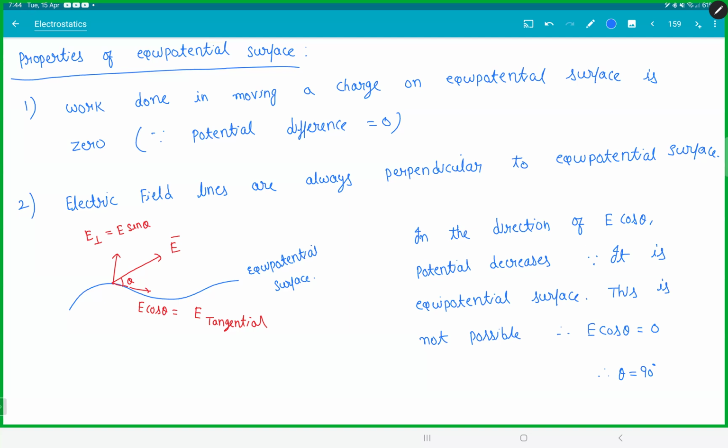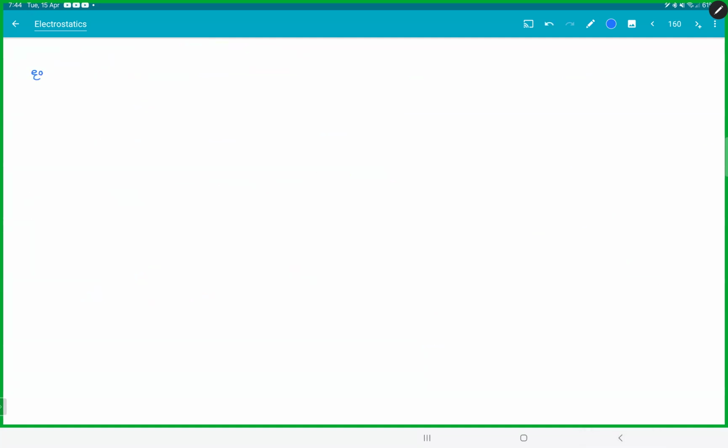Is that making sense, everyone? Now, if you look at all the examples where I have drawn the field lines, you will notice the same thing. So if you take a point charge, how are the field lines? The field lines are coming out radially.